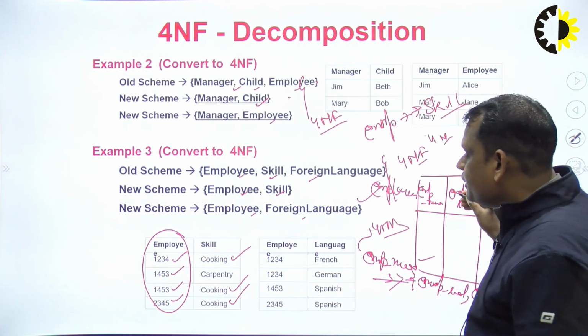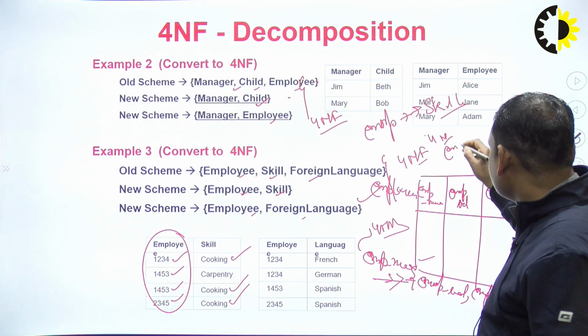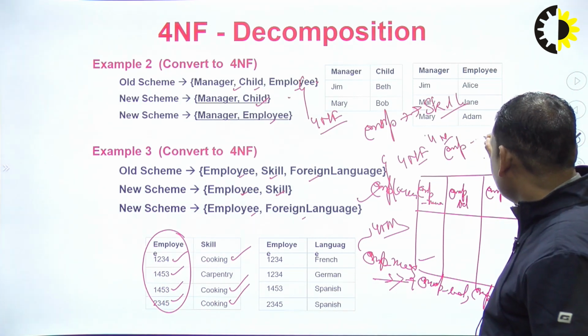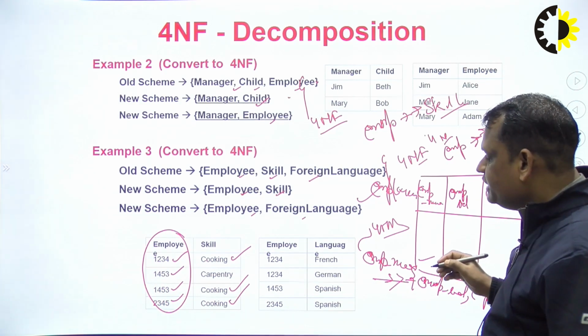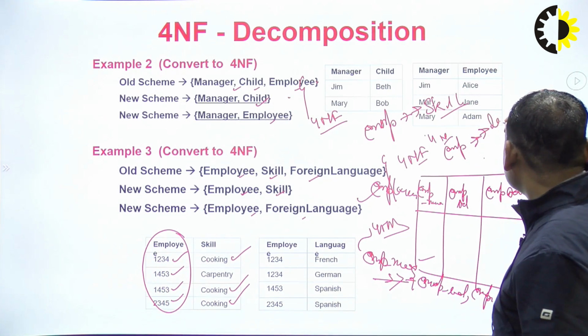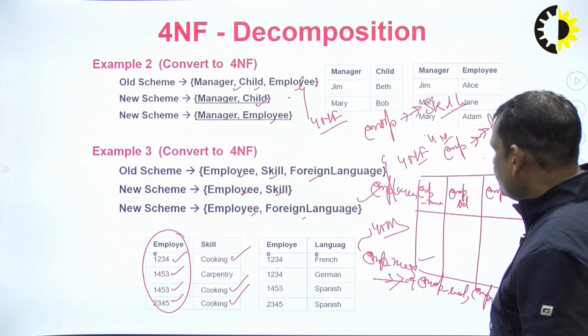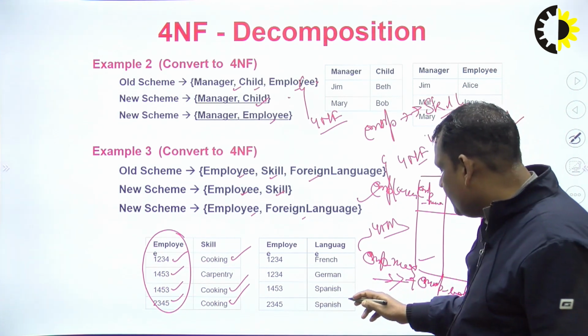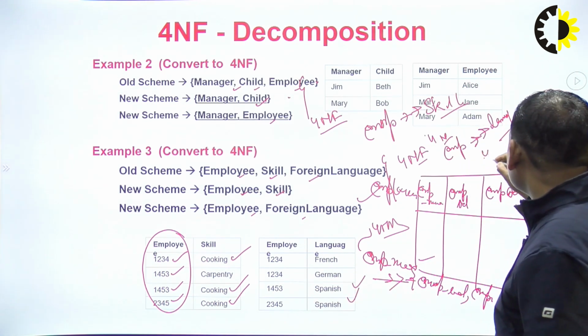And employee multi-value determines language, which is also called the fourth normal form.